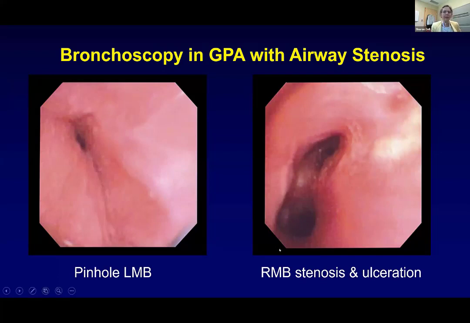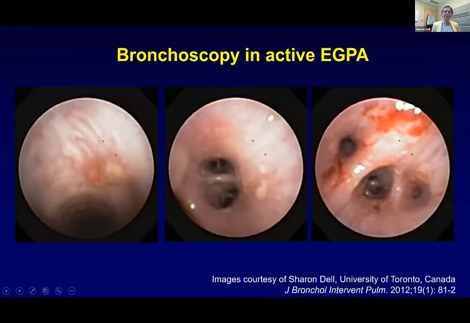Bronchoscopy is quite helpful for also showing airway stenosis. So on the left panel, you see a pinhole left main stem bronchus, and in the right panel, you see right main stem bronchus stenosis, and also ulceration that is quite common in the vasculitides.